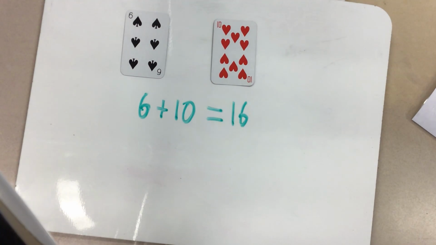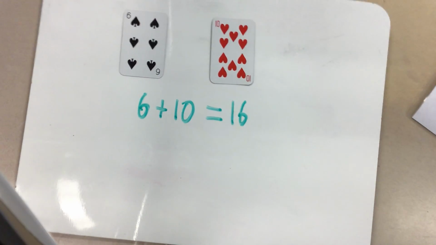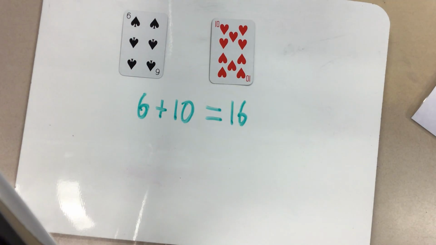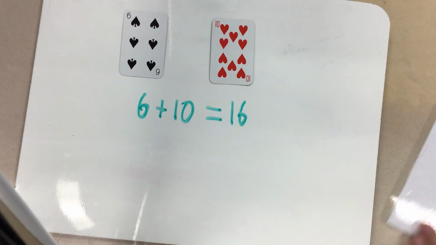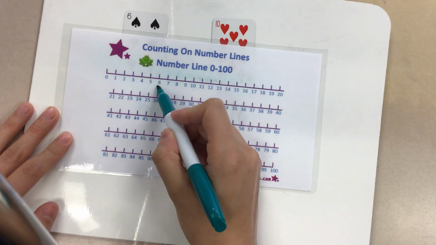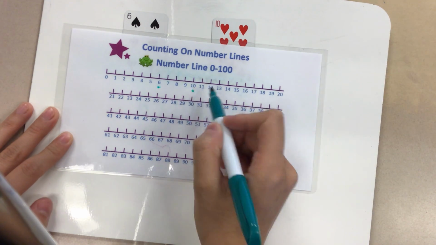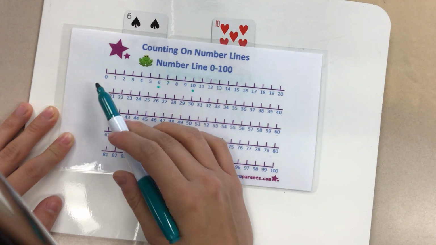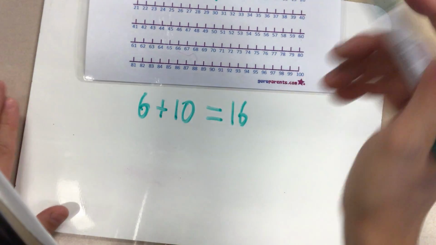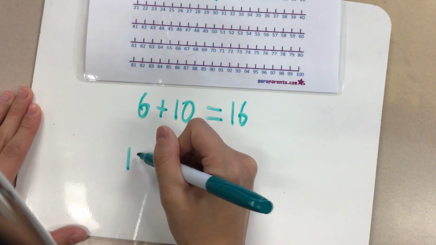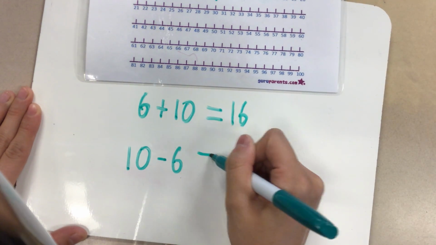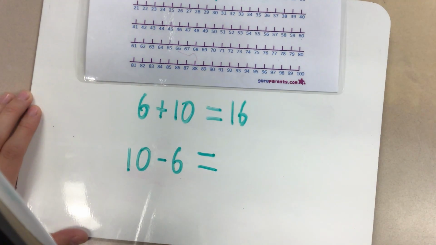Now for the second part of our game, we are doing the subtraction. So I have to figure out between 6 and 10 which number is bigger. I'm going to use my number line again. I see 6, and I see 10, and I see that 10 is farther away from 6, so that is the number that comes first in my subtraction. We have 10 take away 6 equals something.